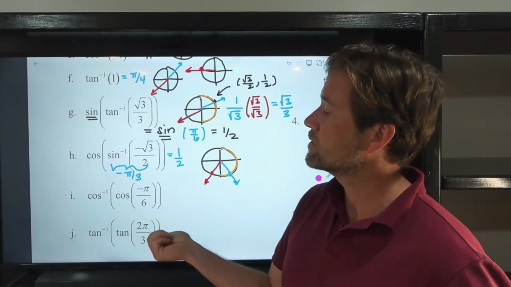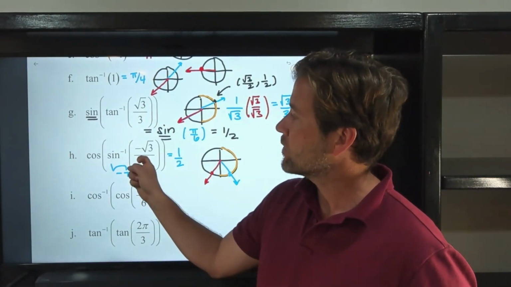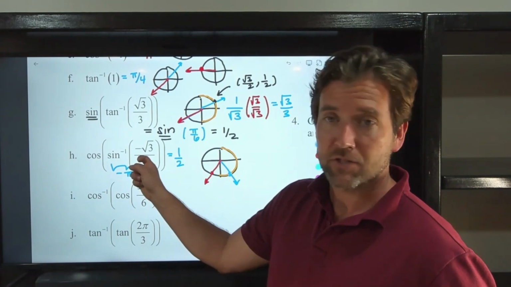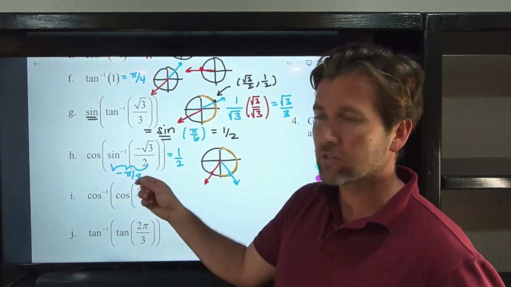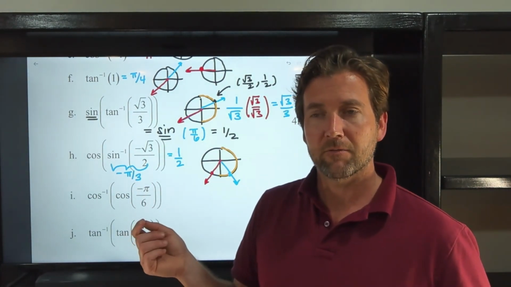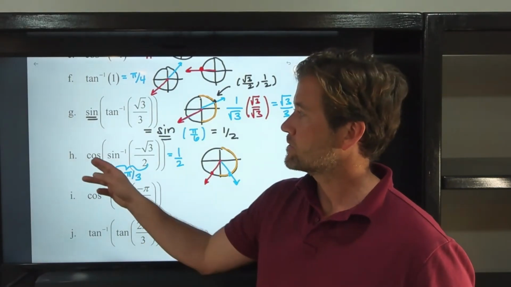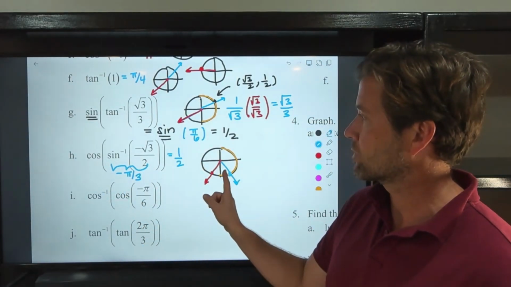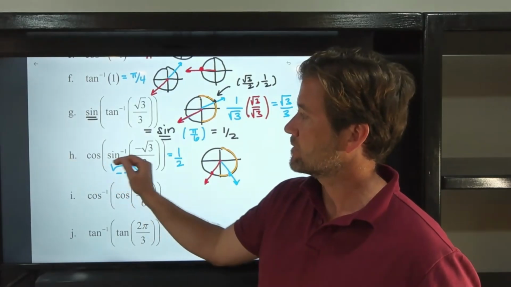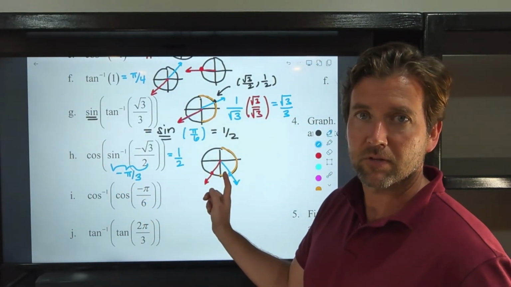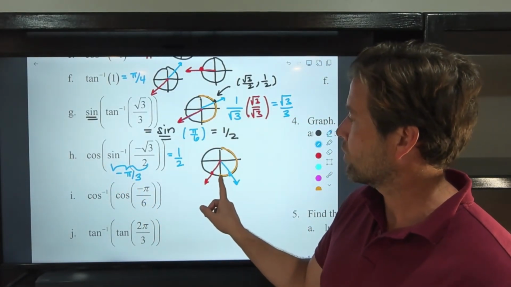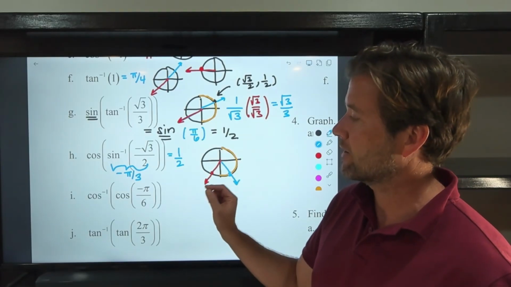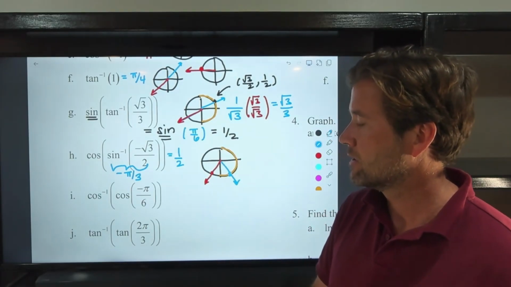Maybe you could have already concluded that if the y-coordinate where the angle intersects the unit circle is negative square root of 3 over 2, the x-coordinate would be either a half or negative a half. But because arc sine has to be in the first or fourth quadrant, we know cosine of those angles must be positive, since all of the x-coordinates of points in the first and fourth quadrant have to be positive.